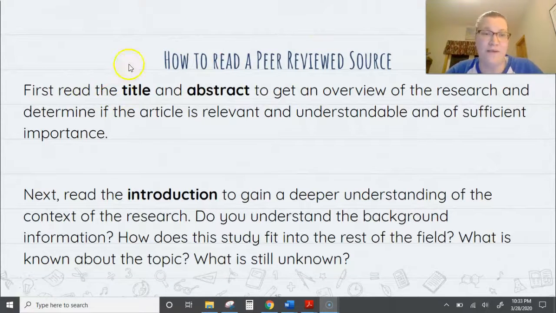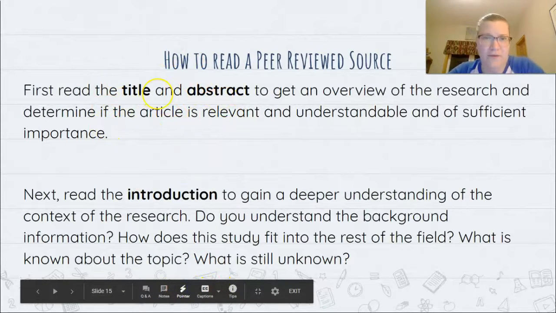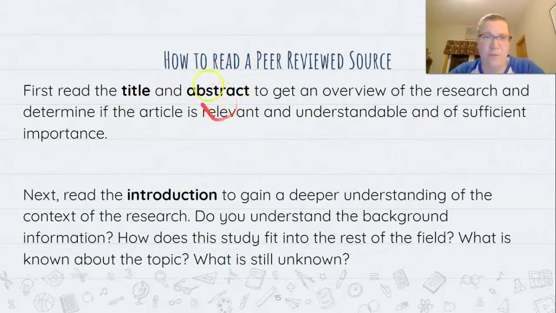But I will say you always start with the title and the abstract. Remember that I told you that the abstract is a summary of what the article is about. So before you actually spend time reading a source, make sure the title seems relevant to your topic and the abstract. The abstract will typically tell you what the results of the research are, so you know what you're getting yourself into. If it does not seem like you can understand the abstract, don't use it. Don't even bother torturing yourself.